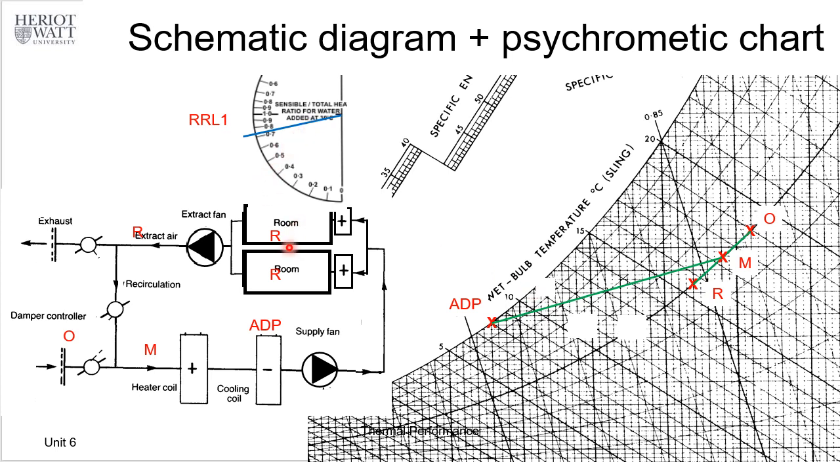Here we have two rooms. We pick up the higher room ratio line and then draw this room line from R parallel to this line towards the lower part, to find out the supply air temperature. So the supply air temperature will be on this line somewhere.